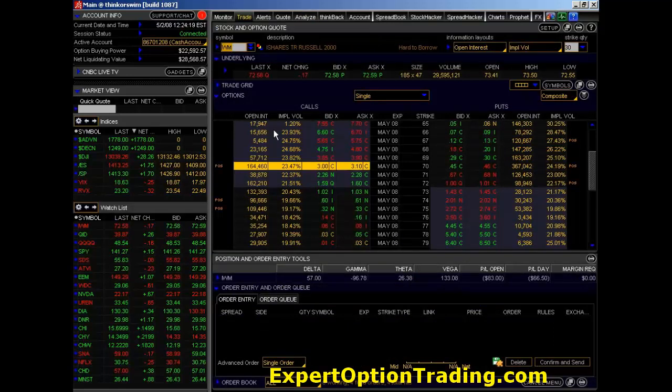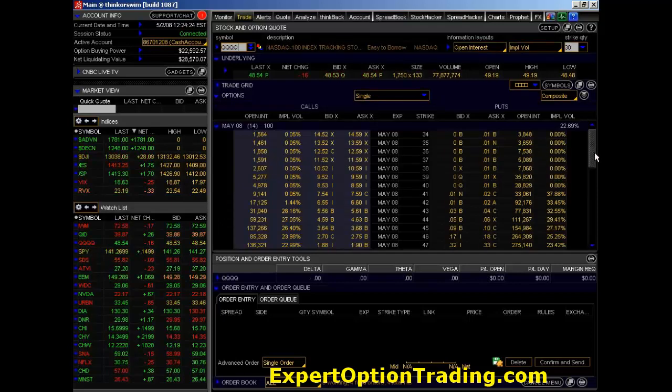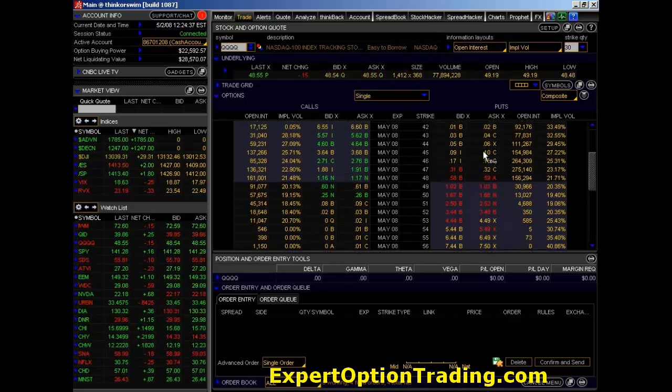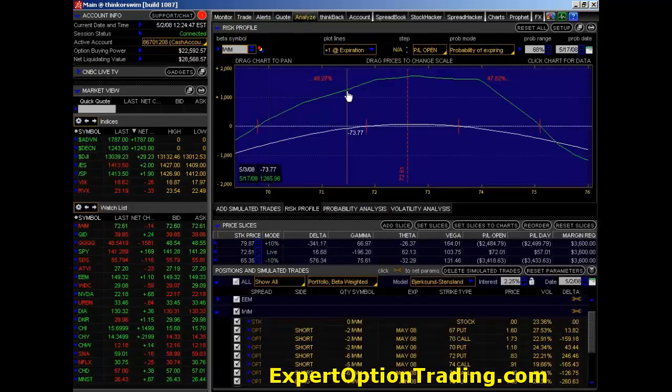Another ETF that's really excellent for making adjustments are the Qs, the Nasdaq-100 ETF. Again, the spreads are very small. I currently don't have any positions in the Qs, but if I had to make an adjustment, I might use the Qs to add as an additional position if the opportunity became available.